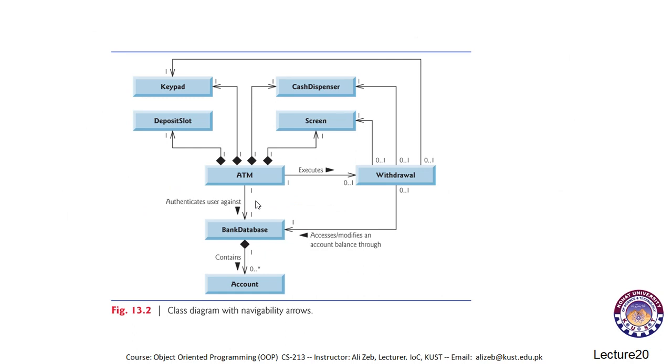You can see that the ATM will have a reference to the deposit slot, or an object of the deposit slot, an object of the keypad class, an object of the cash dispenser class, and an object of the screen class. Similarly, it will have an object of the withdrawal class, possibly of the database class, and the database class will have an object of the account class, and the withdrawal class may have a reference to the bank database. So these arrows show us the kind of references that we'll need from one class into another class.